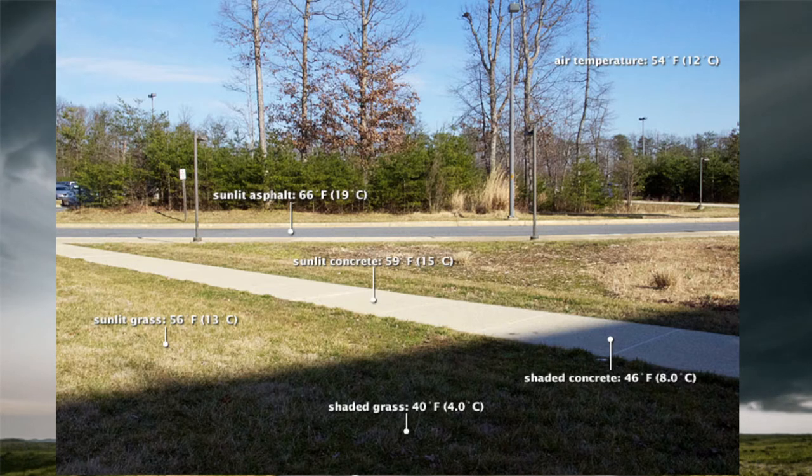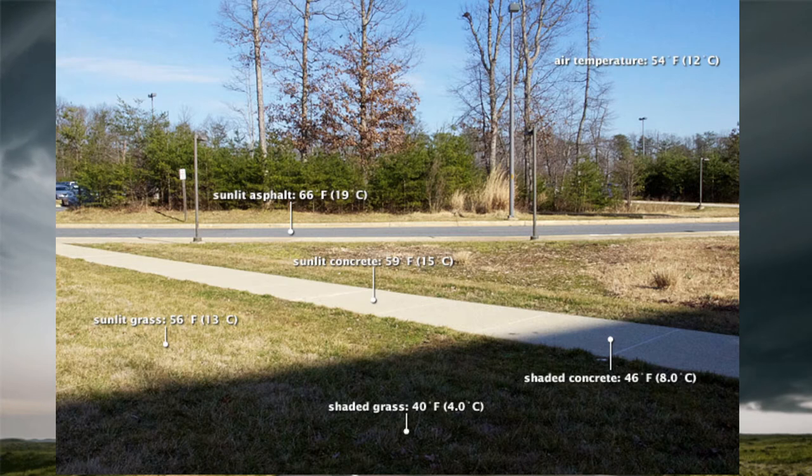So basically, we can see in the image here. Let's take a look at the top right, air temperature of 54 degrees Fahrenheit. And then the shaded concrete is at 46 degrees Fahrenheit, whereas the sunlit concrete is at 59 degrees Fahrenheit. It's a lot warmer than the shaded concrete and a little bit warmer than the actual air temperature. Take a look at the shaded grass at 40 degrees Fahrenheit. The sunlit grass is at 56 degrees Fahrenheit. And the big winner here is the sunlit asphalt at 66 degrees Fahrenheit.